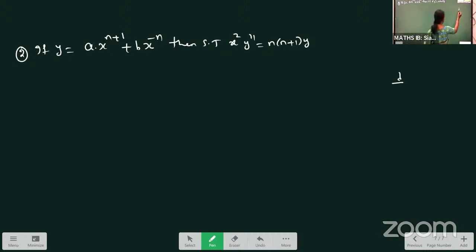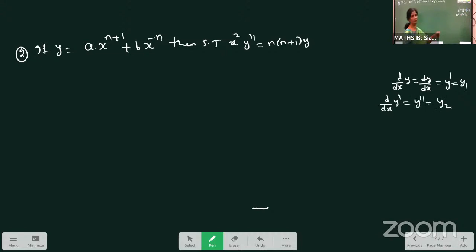We know d by dx of y is, either we can write dy by dx, or we can write y dash, or we can write y1. In the same way, d by dx of y dash is y double dash, or we can write y2. Depending on the question, we have to change the notation. Here, solution.